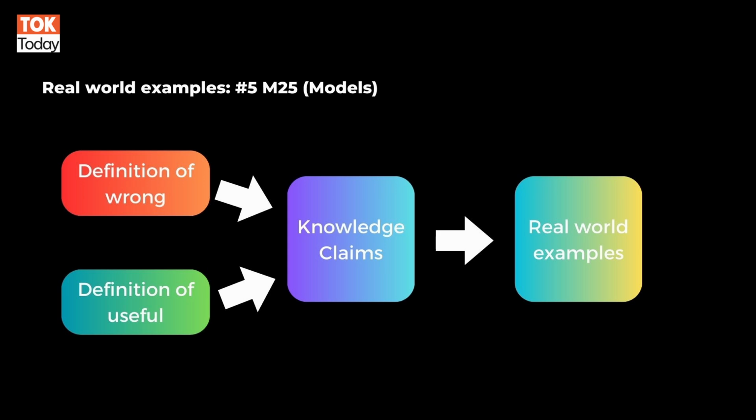Of course, your knowledge argument may require you to come up with examples that models are not wrong and they are useful, or that models are not wrong and they're not useful. And this is where your definitions of the terms wrong and useful come in. How you define those terms will influence the examples that you can use.